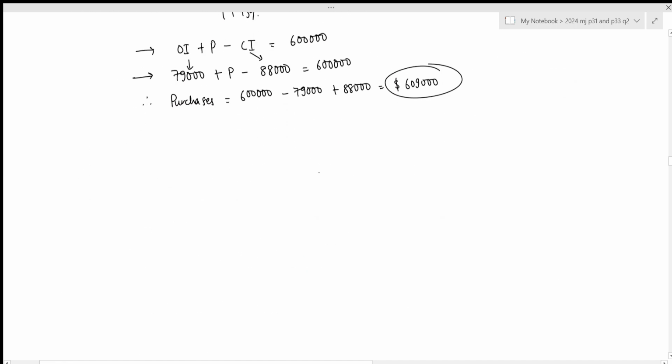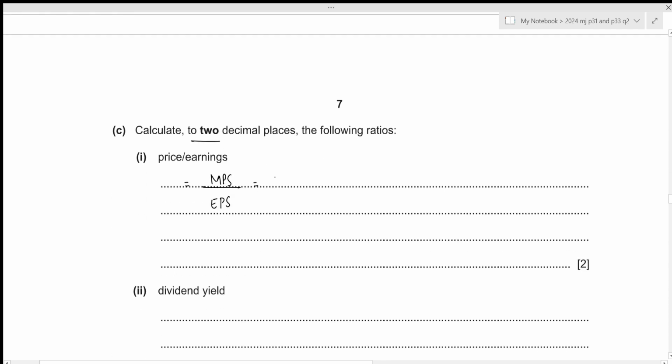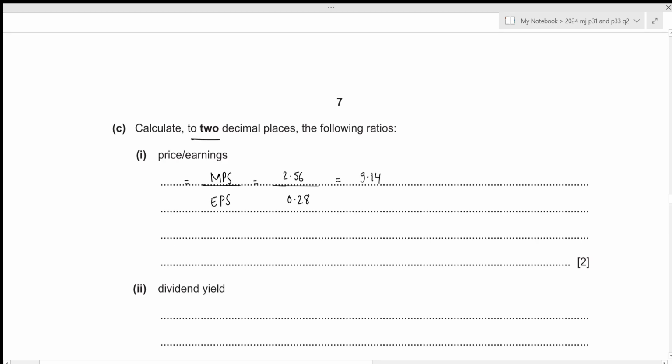Let's write it down. So we have been given the market price per share to be 2.56. We just calculated the earnings per share to be 0.28. This results in the price earnings ratio to have the value of 9.14. That is all for the first one. Let's move to the second one.